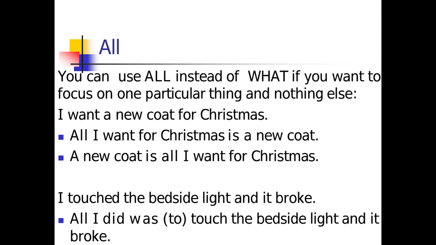You can also write cleft sentences using the expression all. I want a new coat for Christmas. All I want for Christmas is a new coat. A new coat is all I want for Christmas. Okay? So I use the word all to divide my sentence in two. Okay?